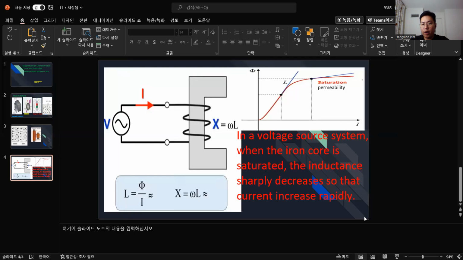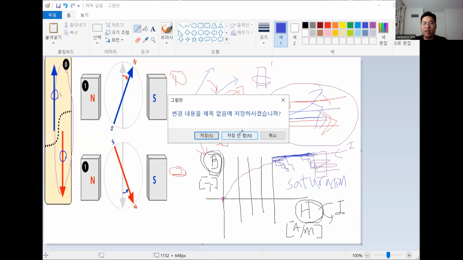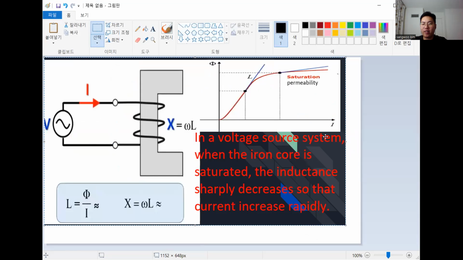Give me a sec, guys. Kind of messy today, right? I'm trying to explain my best. Sorry, guys, it's kind of messy.